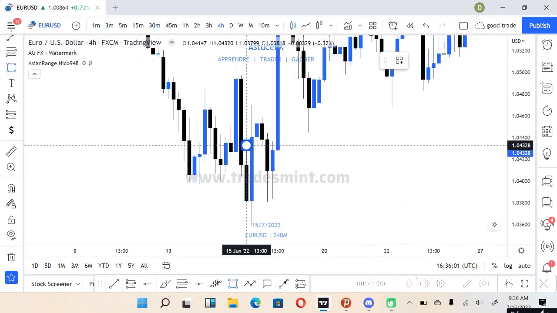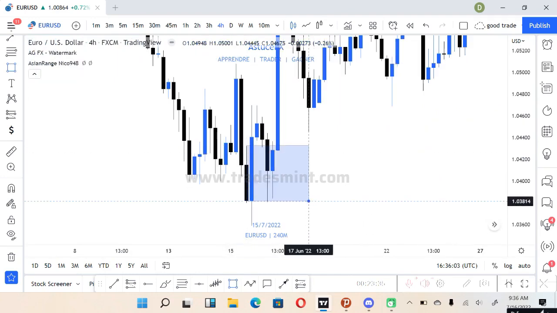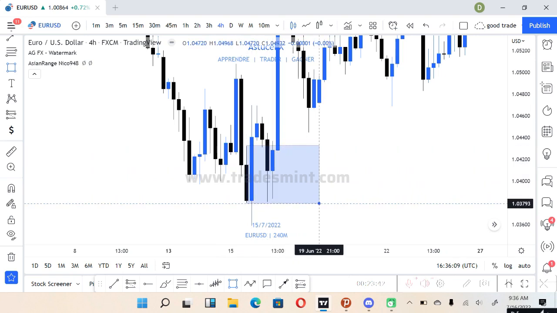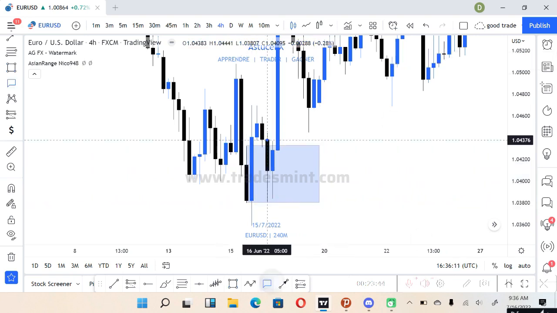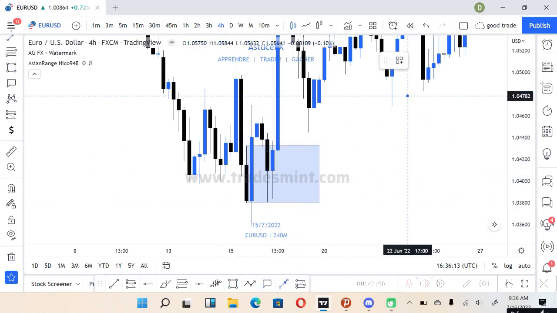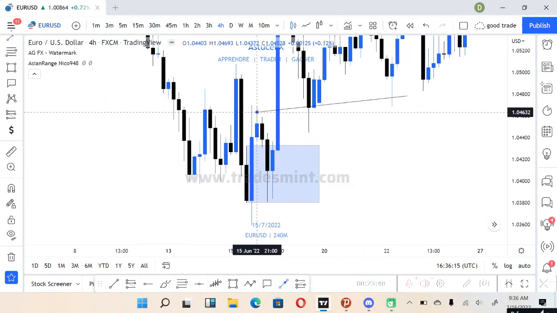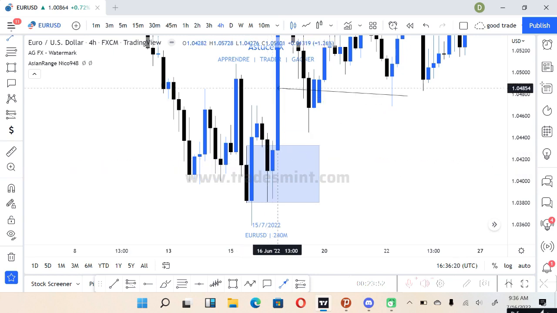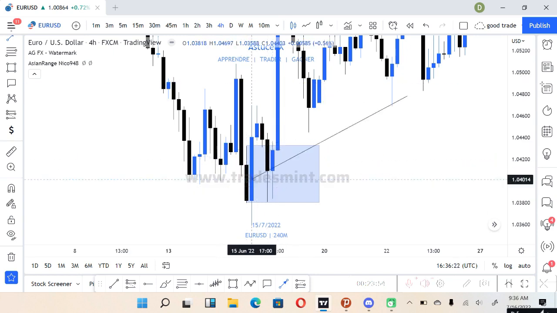If I take this one, it is not a valid OB for me. From this, it is no longer valid because it's mitigated. This one, we can see that price came and entered inside. Let me take this. We can see that price went up, came, and mitigated, which is already mitigated, and now we went up. So this OB is no longer valid for me.